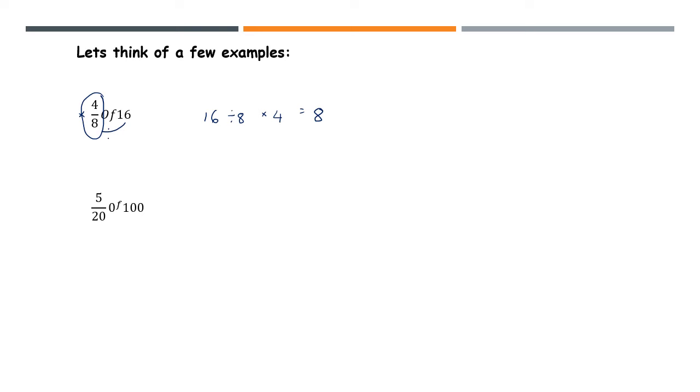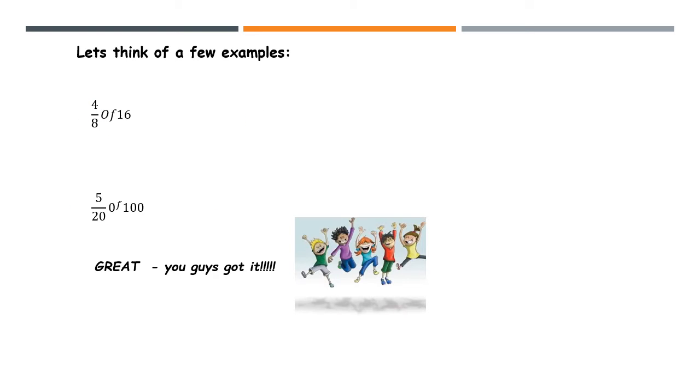Okay, let's look at the next one. 100 divided by 20 times 5. What is 100 divided by 20? 100 divided by 20 is 5. 5 times 5 gives me 25. Well done, guys. You got this one right. Look at how happy you are because you can remember your fraction pirate.